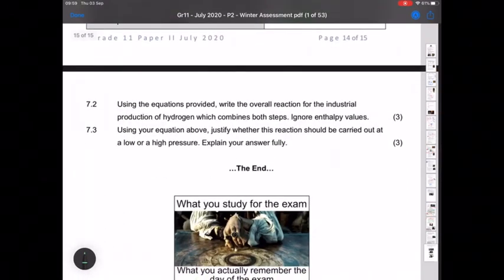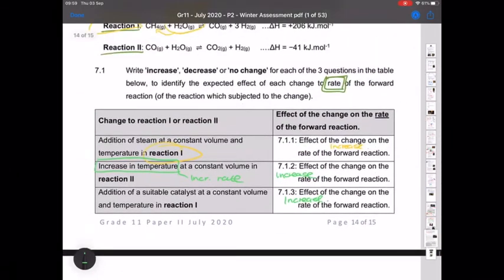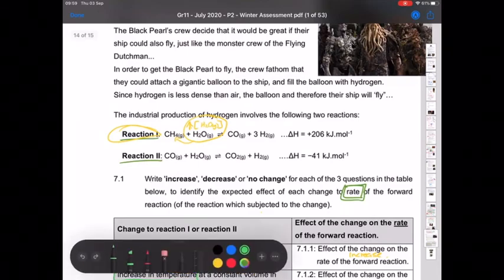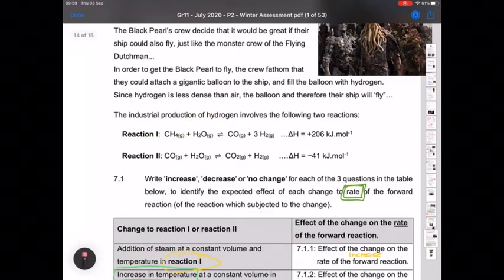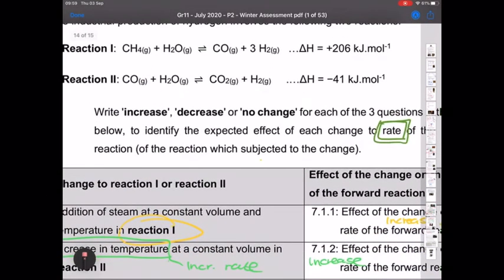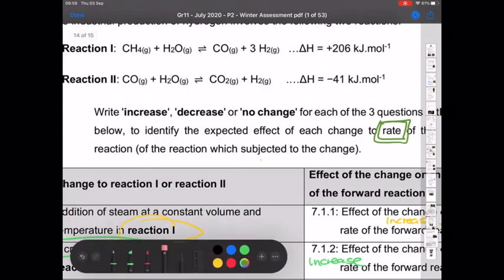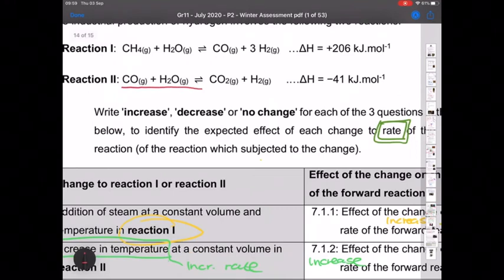Okay. Using the equations provided, write the overall equation for the industrial production of hydrogen, which combines both steps, ignore enthalpy. So all you needed to do is to take both these equations and add them up. So just like you would add simultaneous equations, these are chemical equations, you add them.